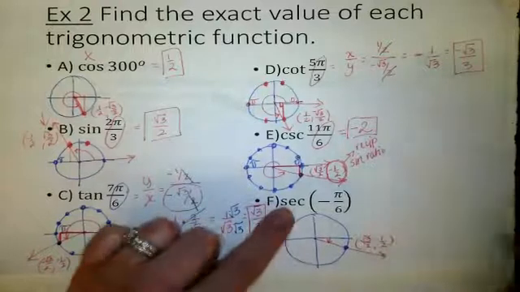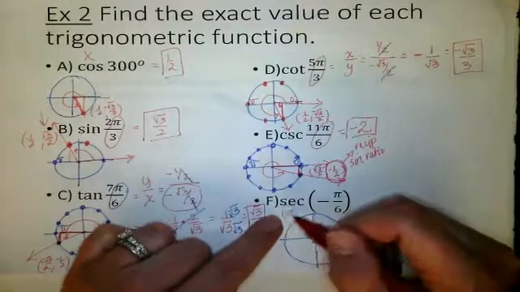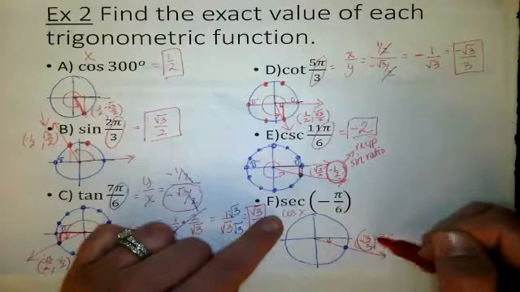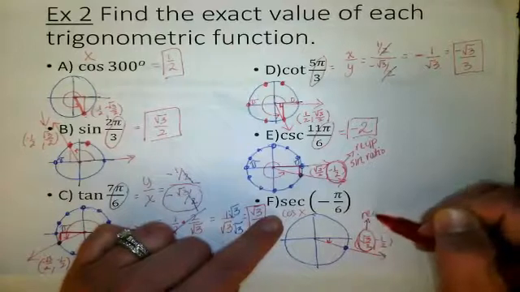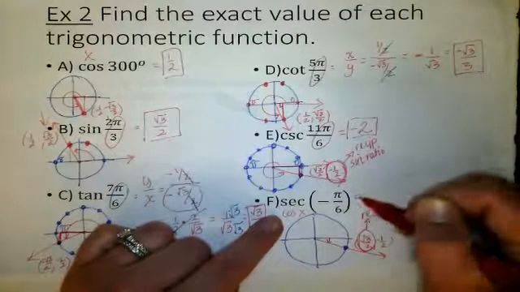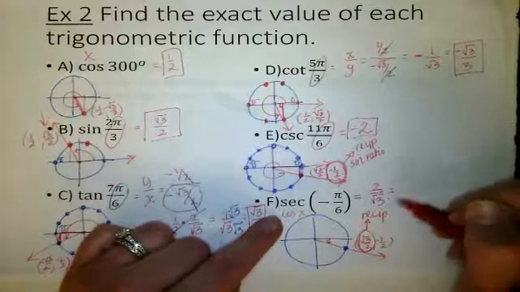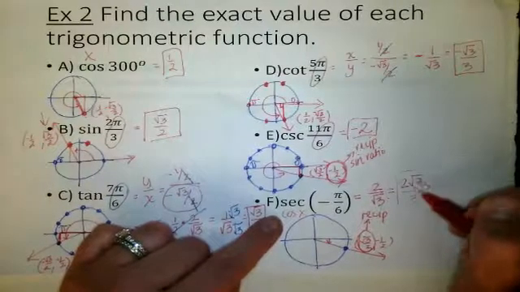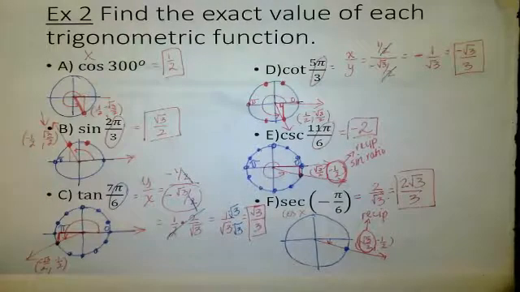So secant, what do we look to? The cosine or the x coordinate. So we're taking this x, and what do we need to do to it? Flip it. Reciprocal, flip the fraction. So that's 2 over radical 3, or 2 radical 3 over 3. Very good. Okay. There you go.